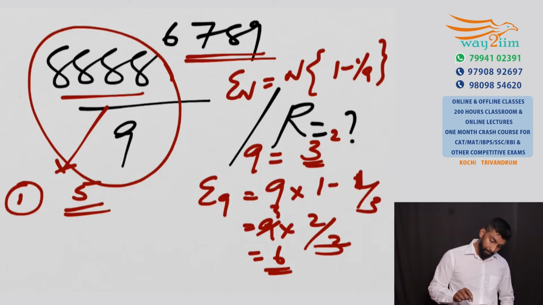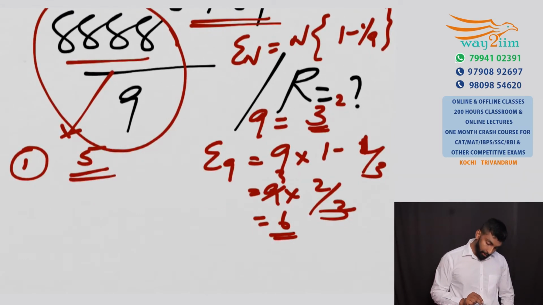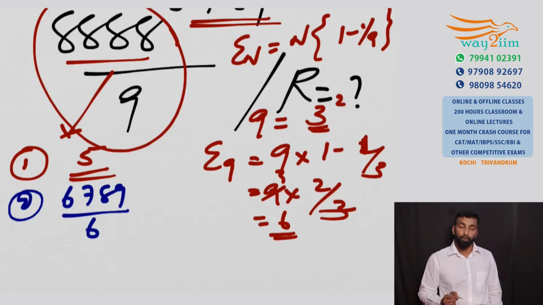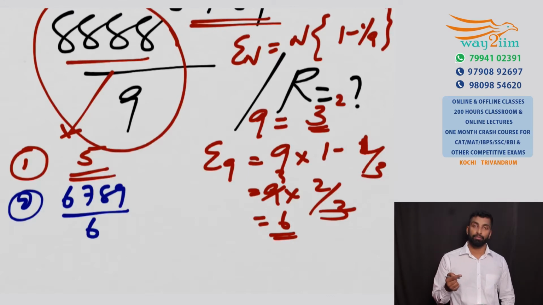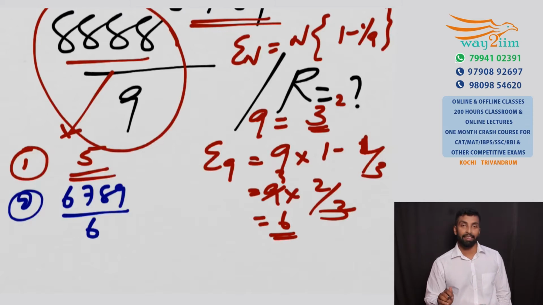So I need to divide. What is my second step? I need to divide 6789 by 6. What is this? The power I am dividing with the Euler's number of the denominator, right? We have discussed this method earlier. Enough discussion is over, enough examples are also solved. Okay, so 6789 divided by 6.